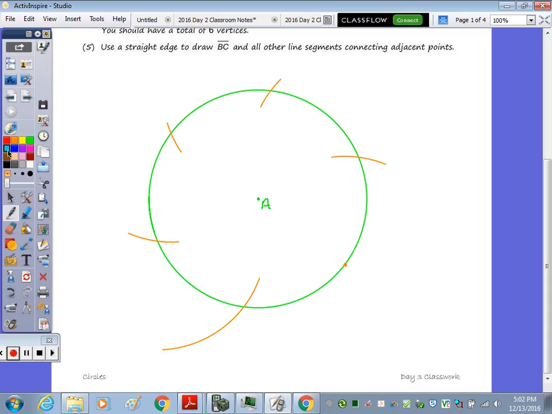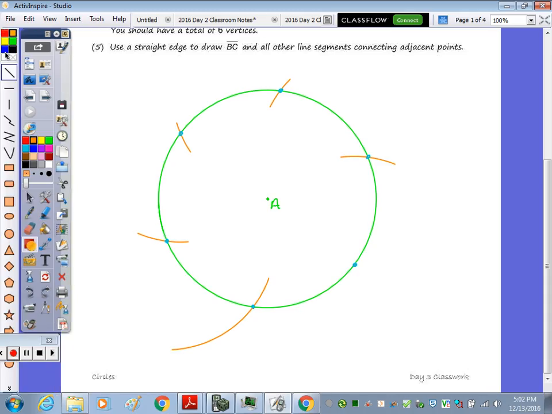And so now I have this point and 1, 2, 3, 4, 5 more to give me a total of 6 vertices. These are the vertices of the hexagon. So using a straightedge, I'm going to connect each to its consecutive vertex. And here is our regular hexagon.